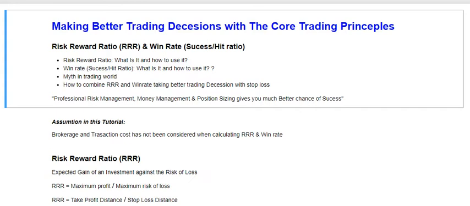So there are some assumptions in this tutorial. When I'm going to calculate RRR and win rate in this tutorial, I'm not considering brokerage and transaction cost. So when you do your calculation, you need to take into consideration both brokerage and transaction cost. Alright, let's move and see what is risk reward ratio or RRR.